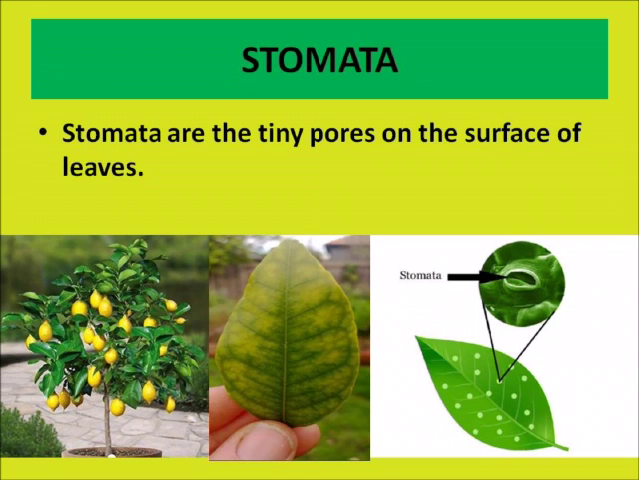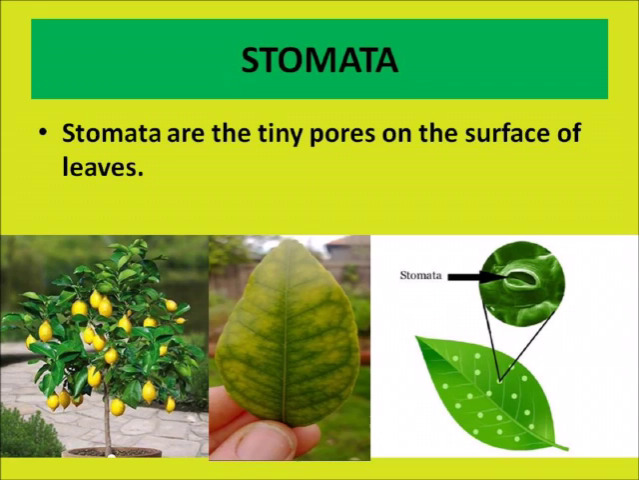Now, what is stomata? Stomata are tiny pores present on the leaves of the plant. Through these tiny pores, carbon dioxide and oxygen are exchanged between the plant and the surroundings. When you try to focus on the leaf of a plant under the microscope, you actually see the presence of these kind of pores as shown on the screen. These pores are nothing but stomata.